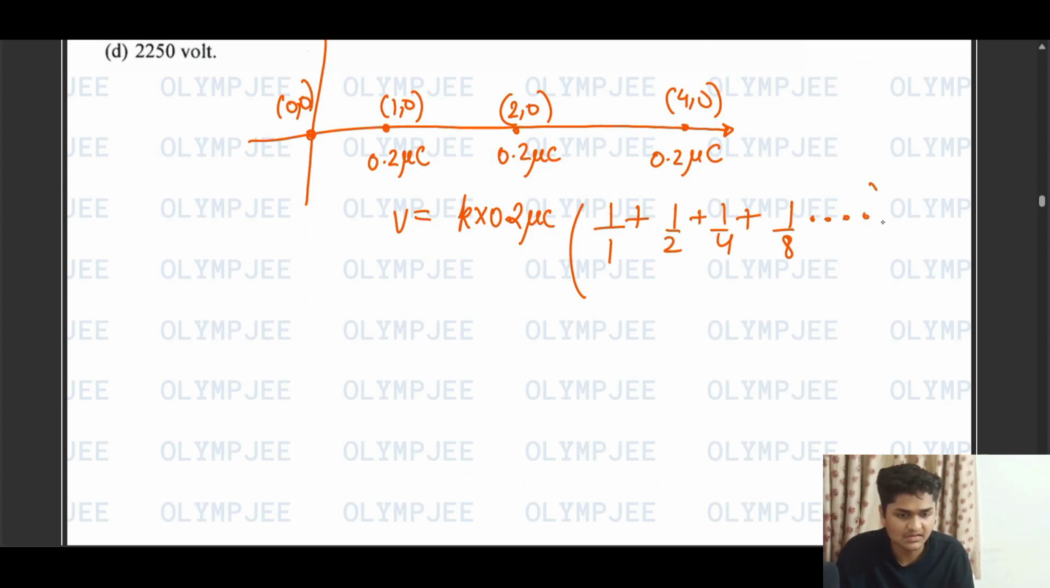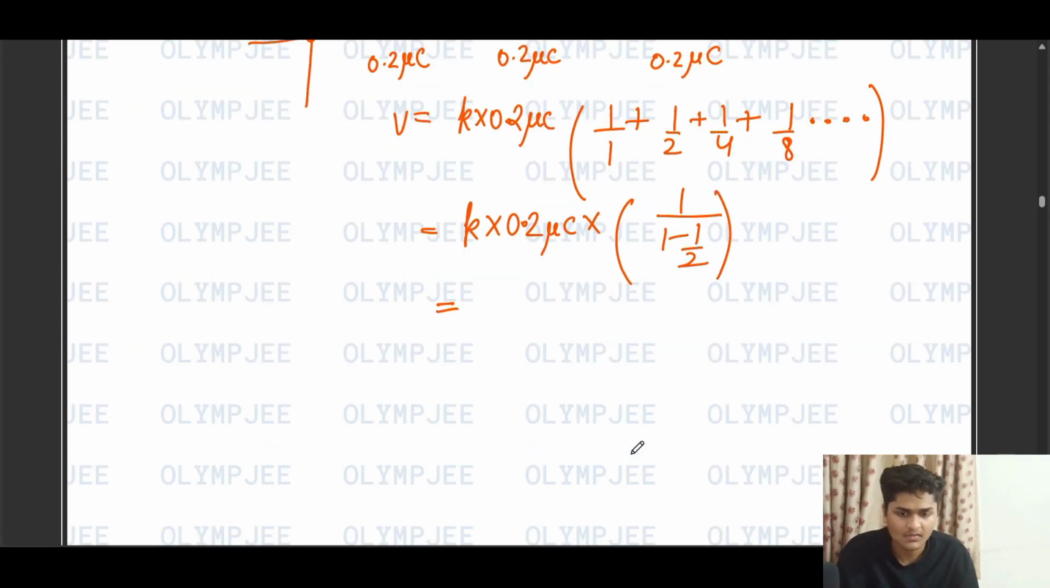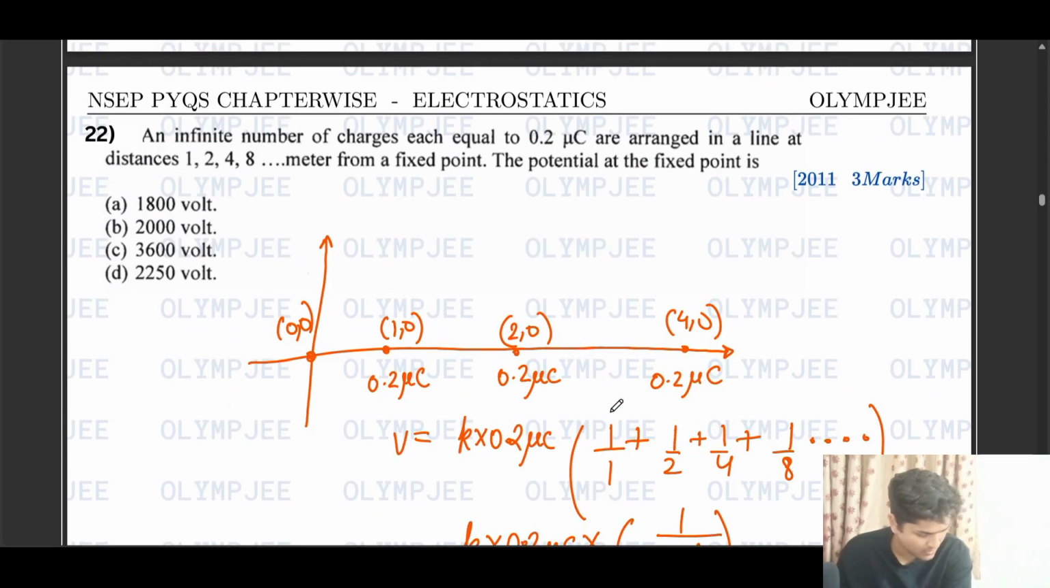So this is a GP. So it can be written as K into 0.2 mu C multiplied by 1 by 1 minus 1/2. So this will become K into 0.2 into 10 raised to power minus 6 multiplied by 2, which will give us option C as the correct answer, 3600 volt.